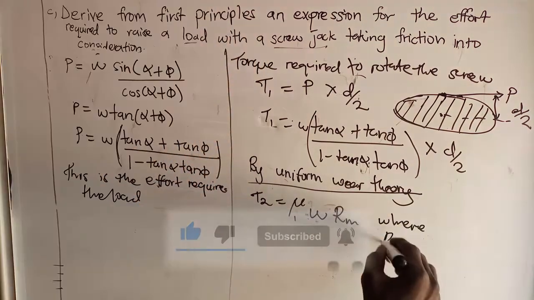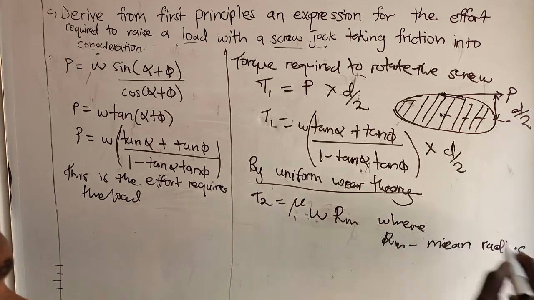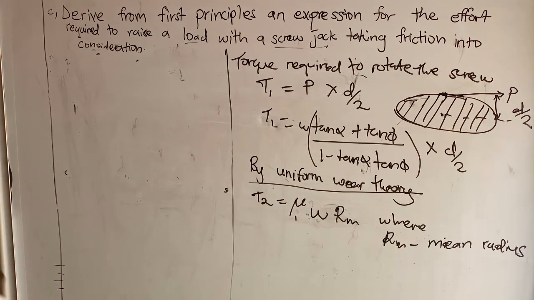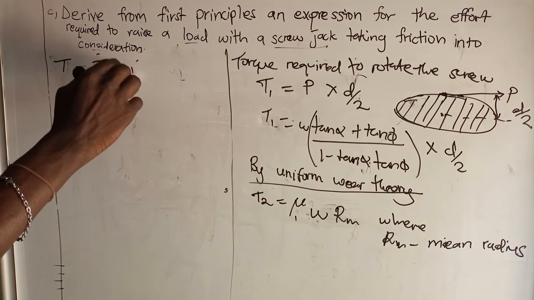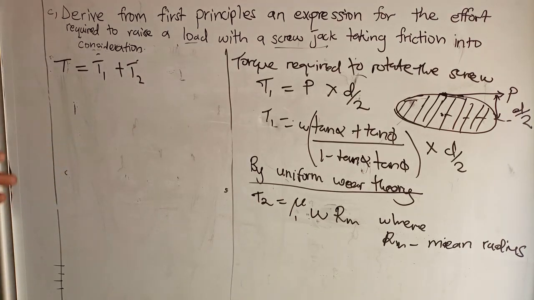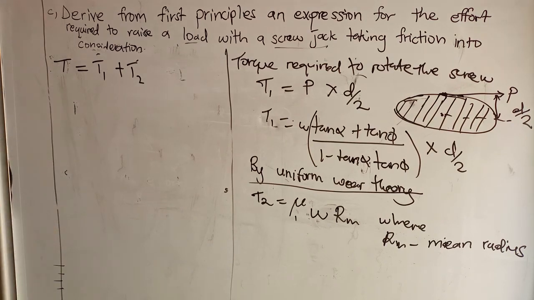The total torque that is required to raise the load with a screw jack taking friction into consideration, total torque T, will equal T1 plus T2, whereby T1 is the torque required to rotate the screw, and T2, we generate from uniform wear theory, and that's the torque required to overcome friction at the cup and the head.